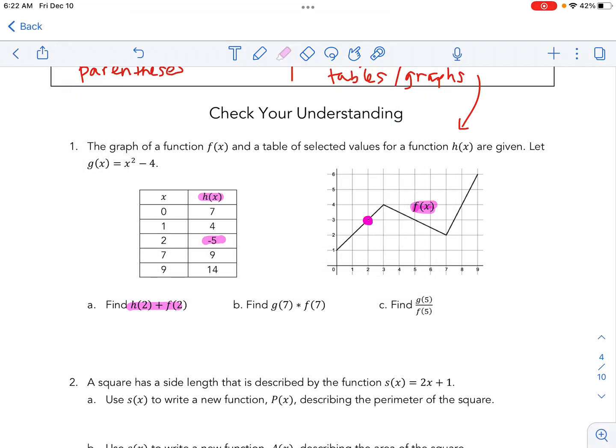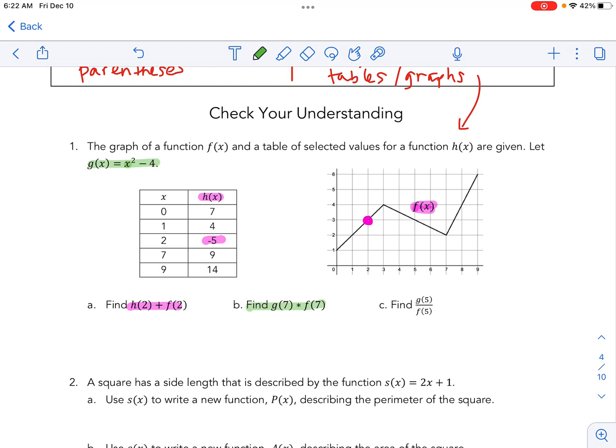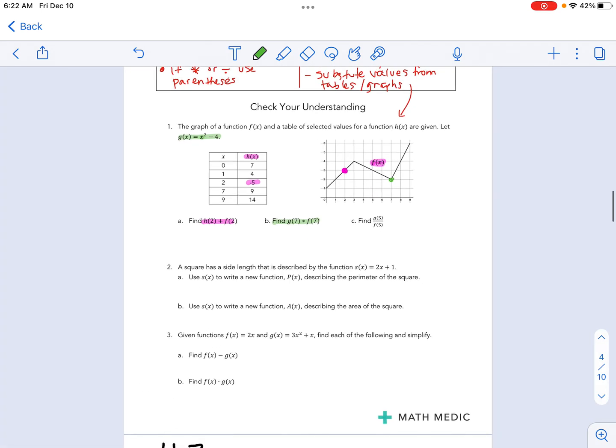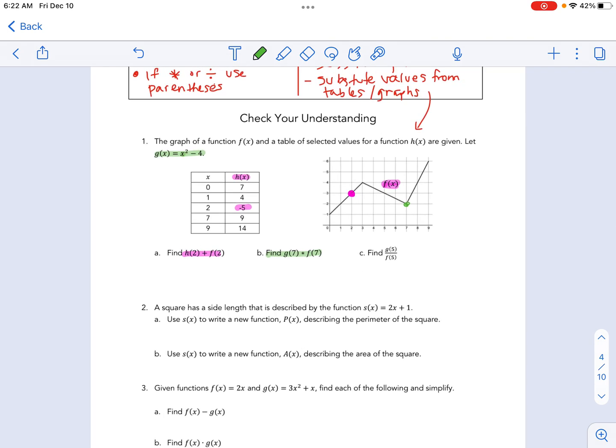And then we can change our input value to 7. That's what's happening here, right? We're changing our input value to 7, and we're taking function g, which means we have some algebra to do, put in 7 and get an answer, and then f of 7 is right off of that graph again, which is here. So those are the general things you're going to do as you check your understanding here.